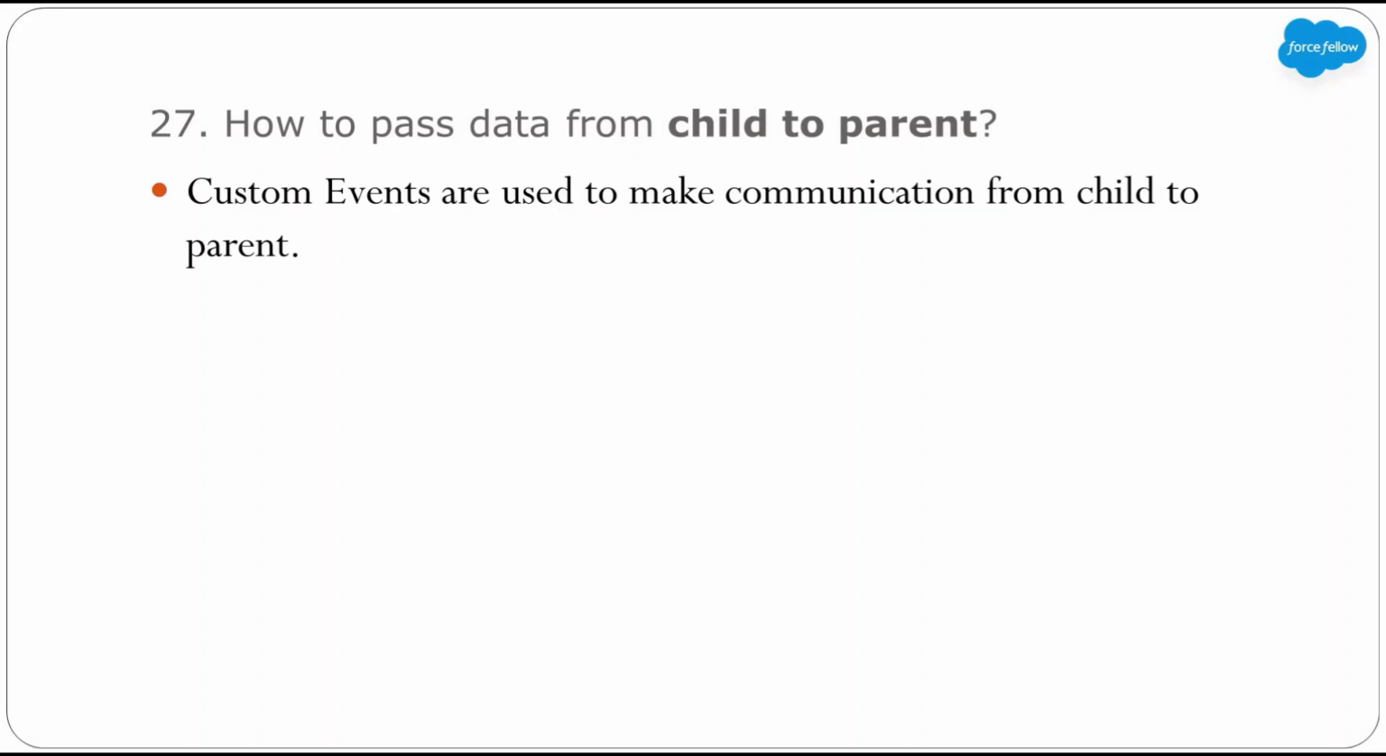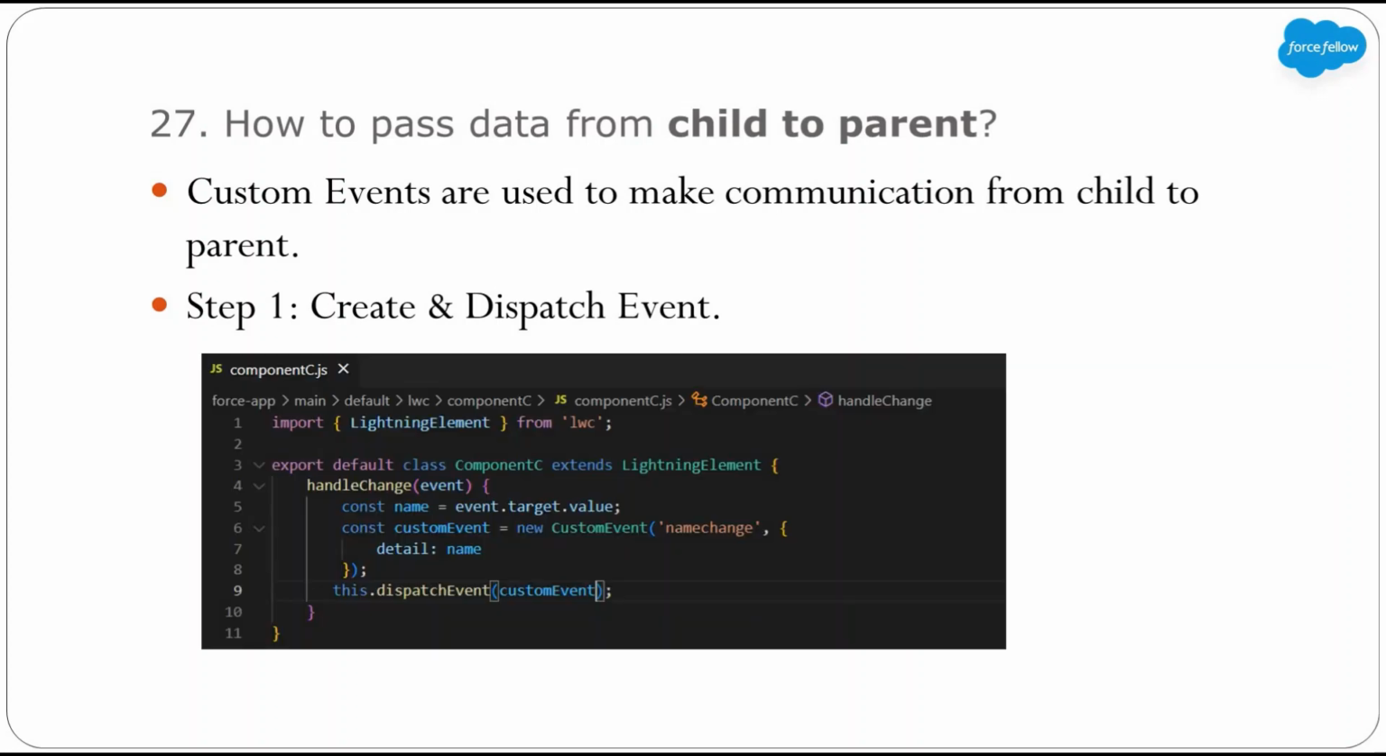So to pass data from child component to parent component, we will use custom events. So the first step is create and dispatch event. On the child component, we need to create a custom event, and then we need to dispatch that custom event. So if you can see in this image over here on line number 6, we are creating a custom event. In this custom event, we can pass two parameters. First is the event name and second is the payload. So our event name is name change, and in the payload we are passing the name in the detail property. And on line number 9, we are dispatching this custom event.